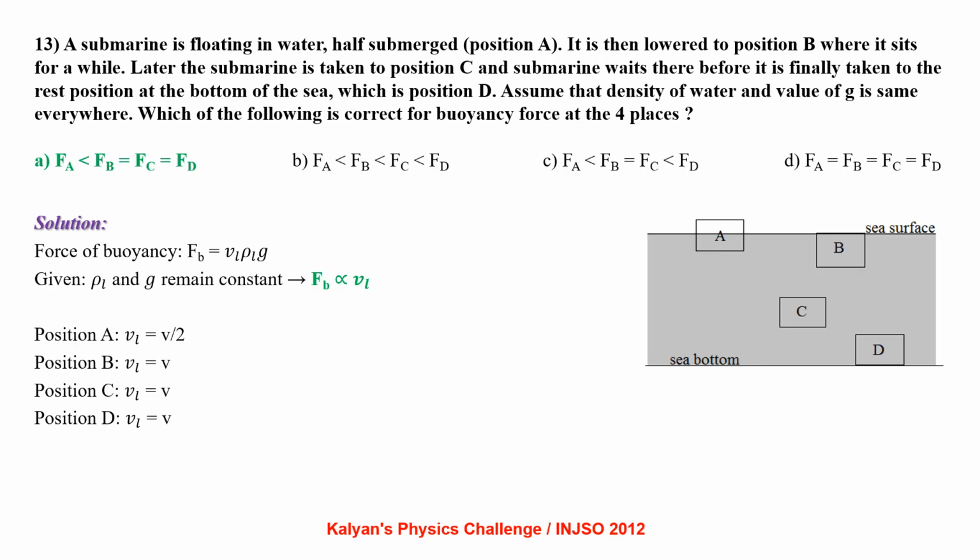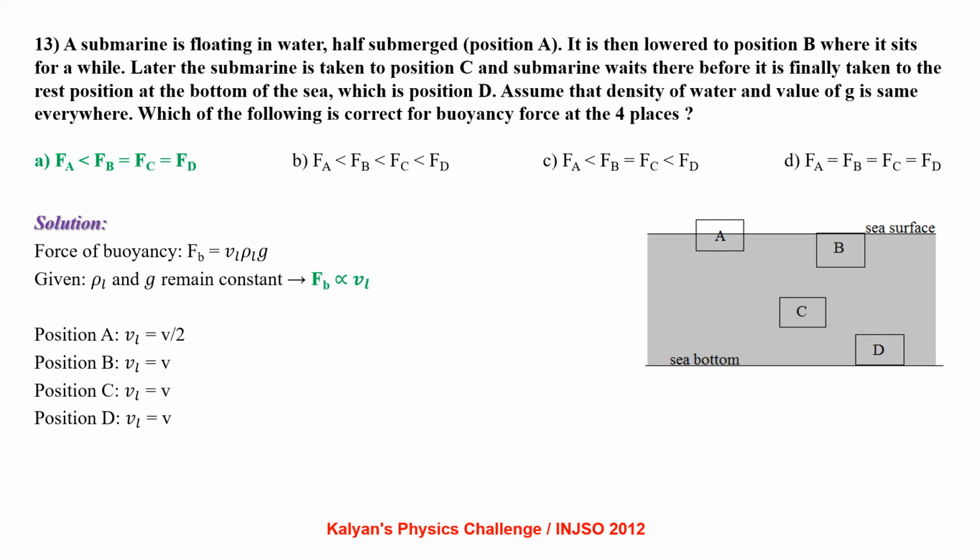A submarine is floating in water half submerged in position A. It is then lowered to position B, where it sits for a while. Later, the submarine is taken to a position C and submarine waits there before it is finally taken to rest position at the bottom of the sea, which is position D. Assume that the density of water and value of g is same everywhere. Which of the following is correct for buoyancy force at the four places?